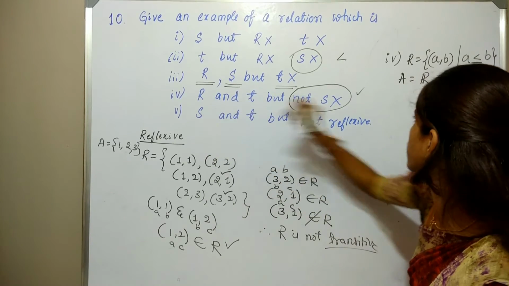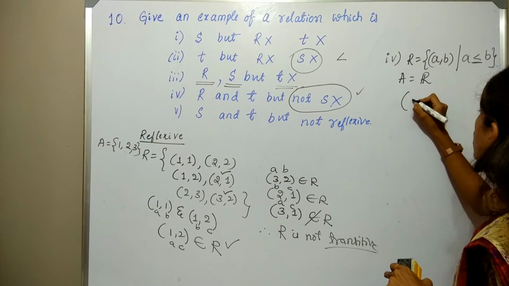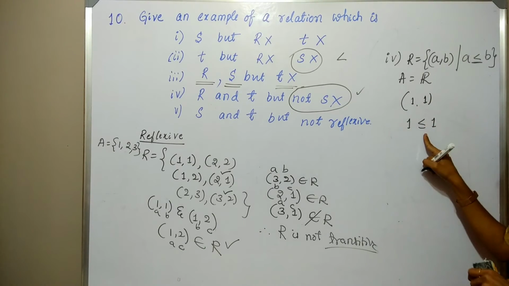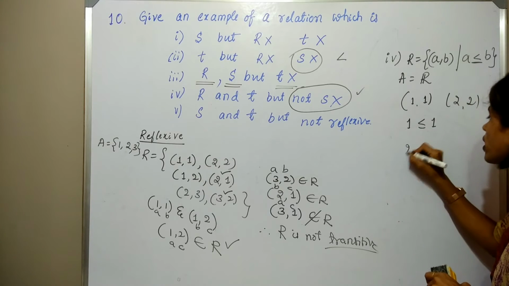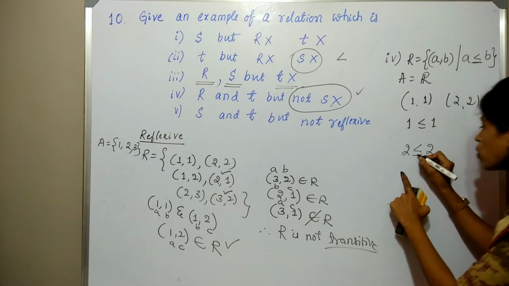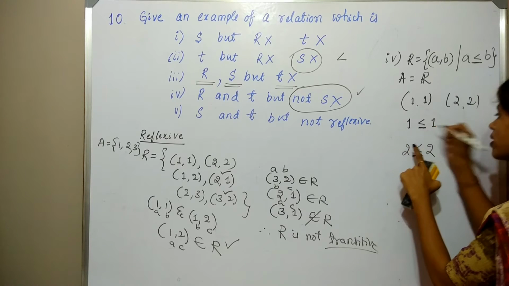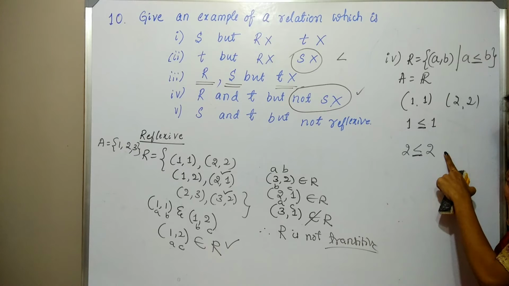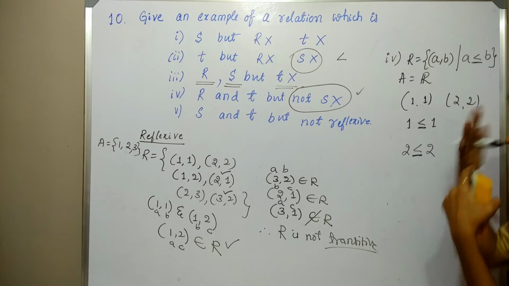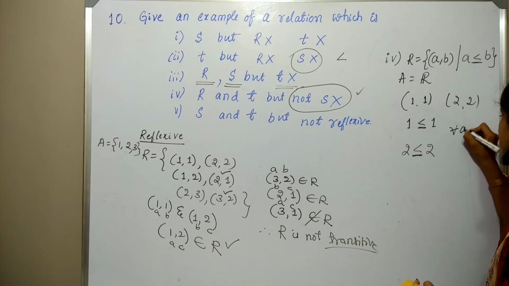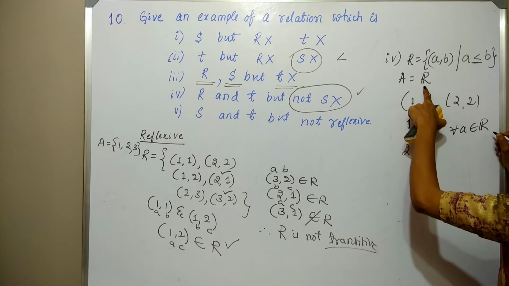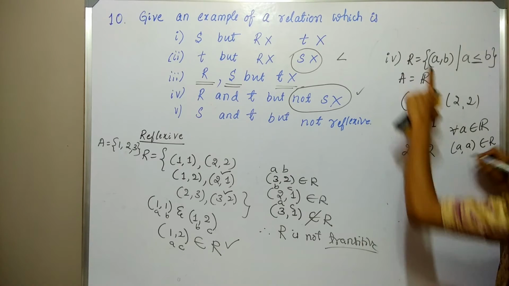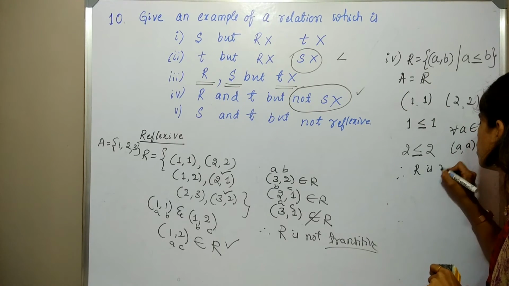If I take any element, if I take 1 with 1, 1 is clearly less than or equal to 1. If I take 2, 2, 2 is clearly less than or equal to 2. Why? Because of equal sign. So 1 is not less than 1, but it is equal to 1. Here 2 is not less than 2, but equal to 2. Therefore, take any element in the real numbers, that is (A, A) clearly belongs to the relation R. Therefore, what? R is reflexive.